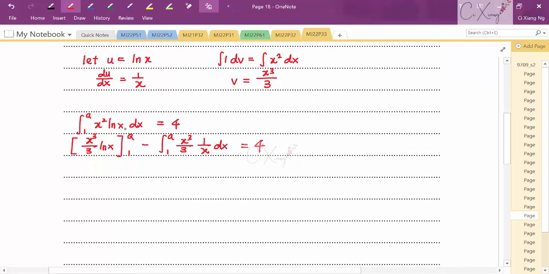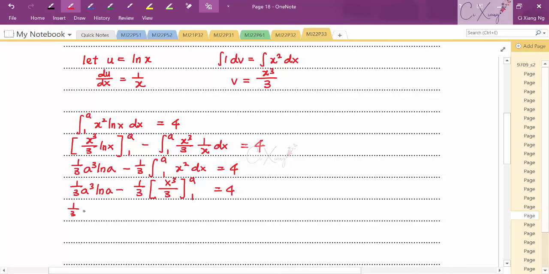Now I try to substitute in all the values here. Substitute a into the equation, I have 1 over 3 a power 3 ln a. Substitute 1 into the equation, I have the whole thing 0, because ln 1 is equal to 0, so I didn't write it out. Minus, take out the 3 here. And now I want to integrate x power 2. So let us continue from the integration again. I take 1 over 3 and then integrate x power 2. I have x power 3 divided by 3, with limits a and 1, which is equal to 4.